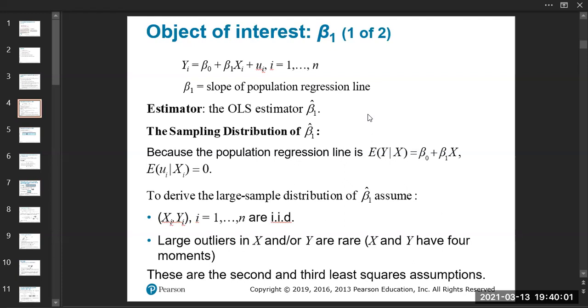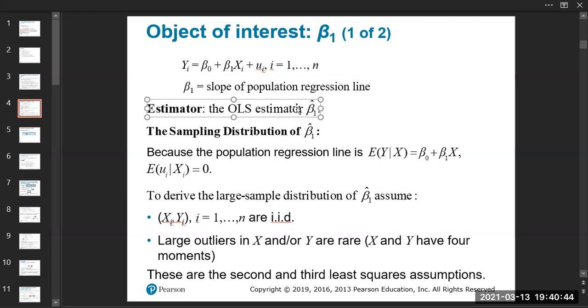So the object of interest is beta 1. Remember, beta 1 is the population slope, the slope in the population. In the broad population, all the students out there, what's the relation between student-teacher ratio and test scores? And then we have an estimator that we can calculate from the sample we get. In this specific case, we have about 400 school districts, but these 400 school districts are only a sample.